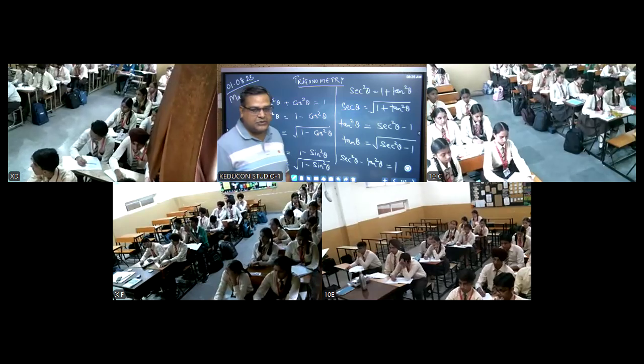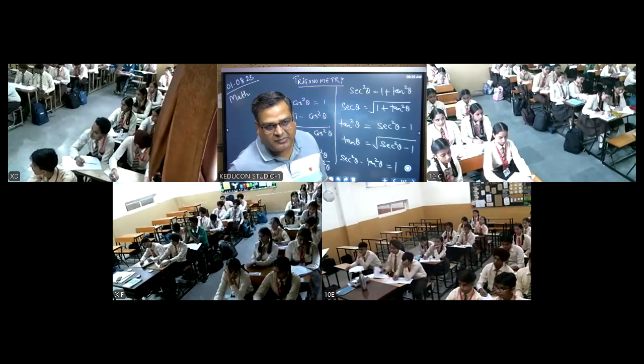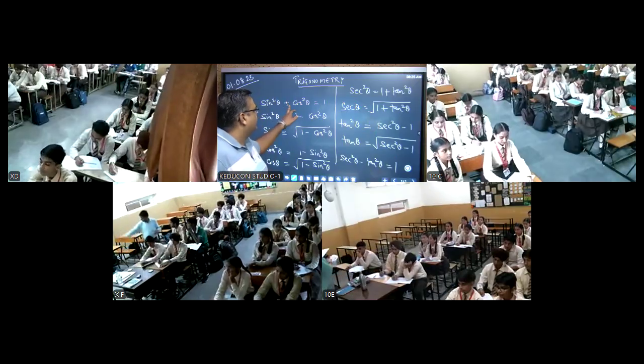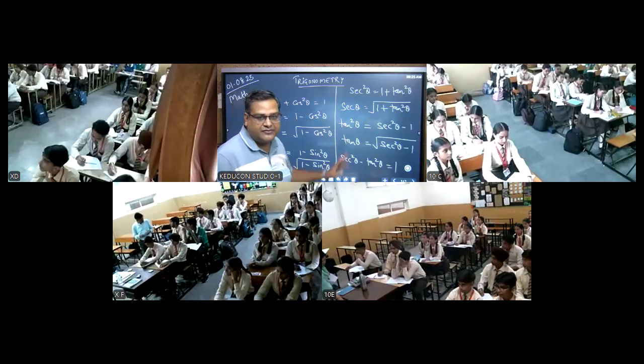When you will be doing the questions on the basis of trigonometric identities, you have to apply the identity in any of the forms. It is not like you will only be using this form or that form. It can be expressed in any of the forms. Right, bacho?